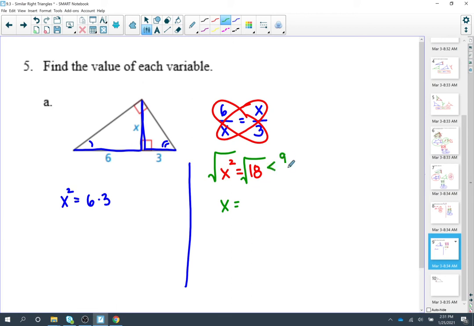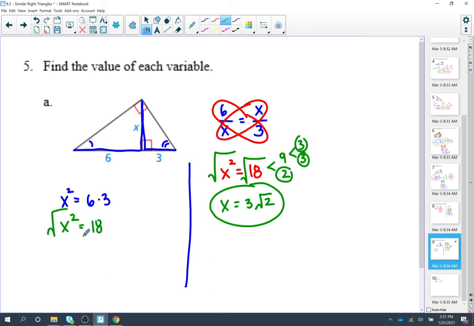So this is going to be 9 times 2, and then this is going to be 3 times 3. So this is going to be 3 times the square root of 2. That's your altitude. If you do this version, same idea, then take your square root, and you get the same answer.